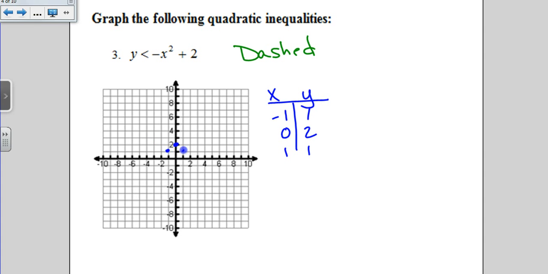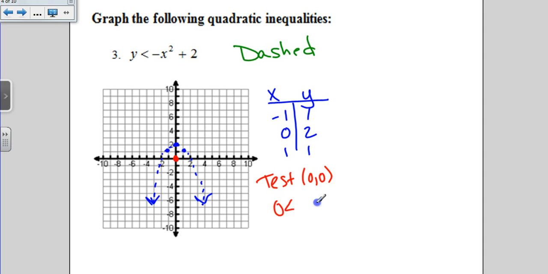So, remembering that this is a dashed curve, draw in your parabola. Hopefully yours looks better than mine. You know my curves never look great. And then I'm going to test a point. I like to test the easiest point I can think of, so in this case I'm going to test 0, 0.